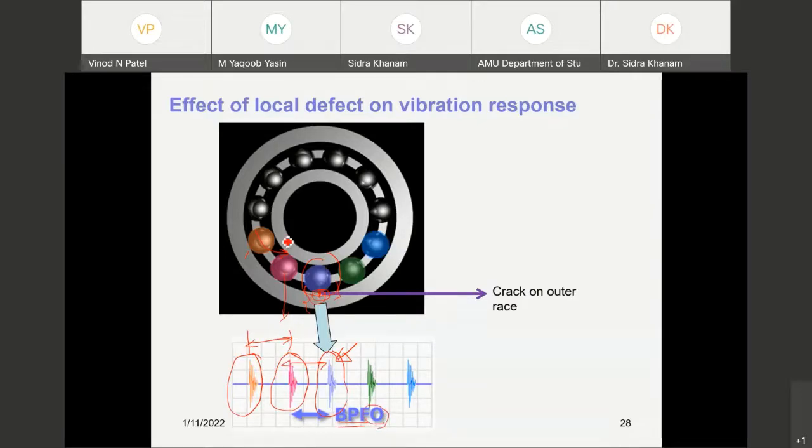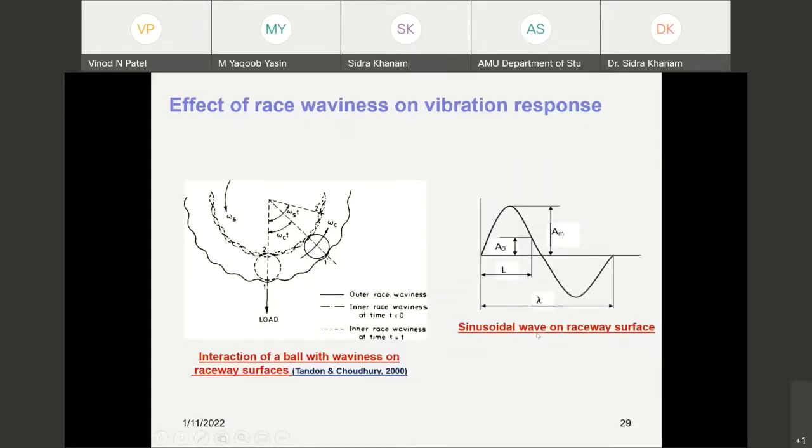In the same way, if there is a defect on the inner race, the same kind of impulses will be generated, but different in nature, so we'll discuss that part also. And if there is waviness on the bearing, then the ball will pass over this wave, so the ball will move in this direction and the path generated will be a sinusoidal path. So we can find out the dynamic model while the ball is passing along this particular path.